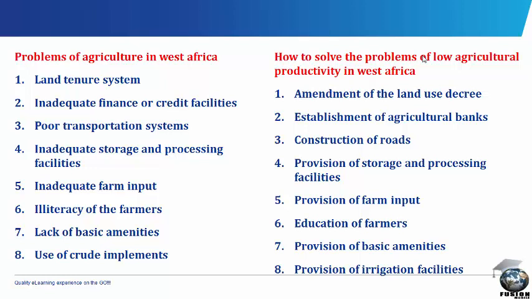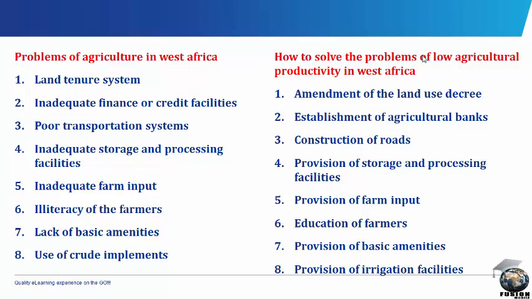Inadequate finance or credit facilities. Majority of farmers are poor and do not have the finance to make purchase of land, tools, etc. They do not have access to loan facilities from banks. Poor transportation system. The presence of bad roads or total lack of it makes distribution of products to markets very difficult, and this leads to wastage.